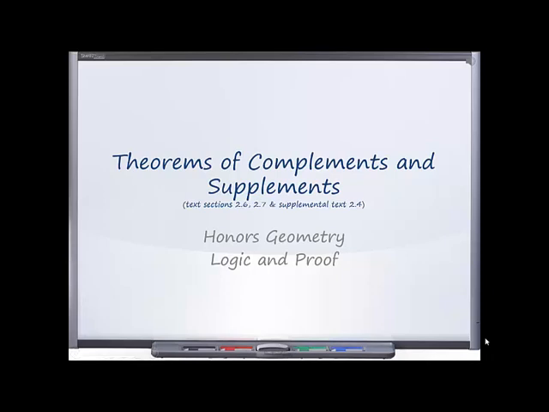So today we're going to be looking at some theorems of complements and supplements, and then we'll also throw in a couple of extra theorems at the end about other types of pairs of angles. So these theorems come from our course text, the green text, section 2.6 and 2.7. It's also found in the supplemental text, section 2.4.